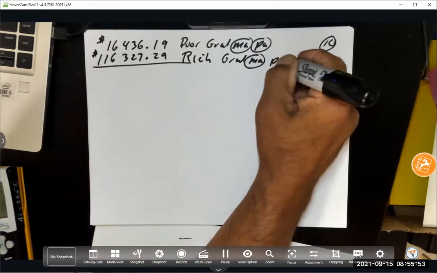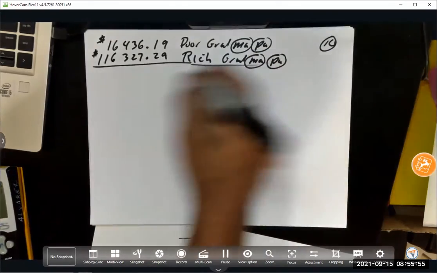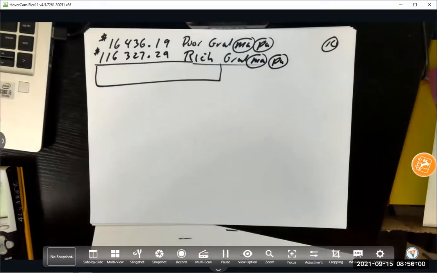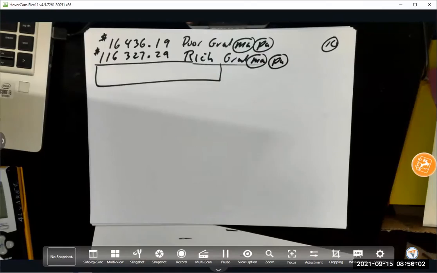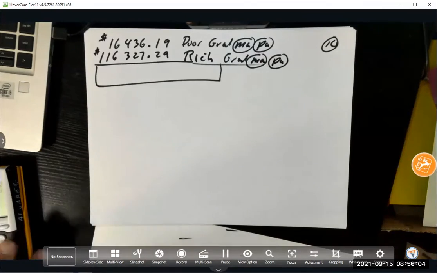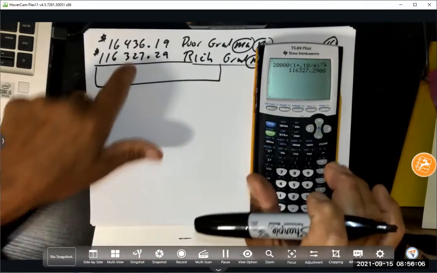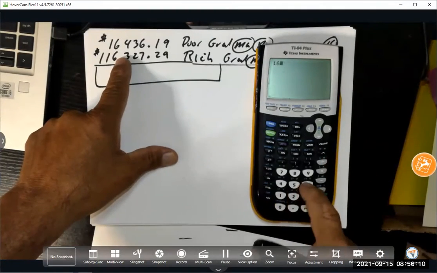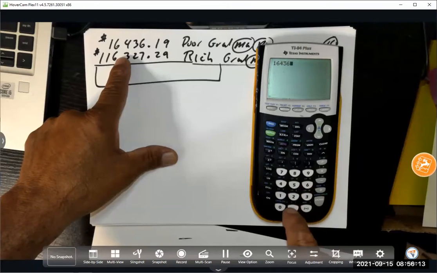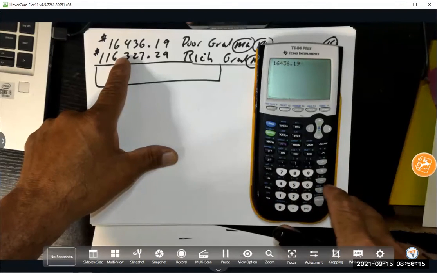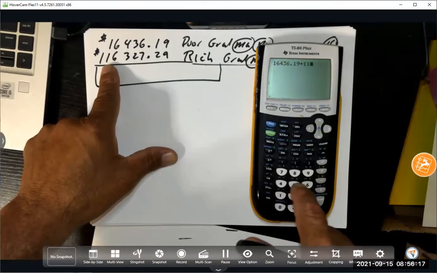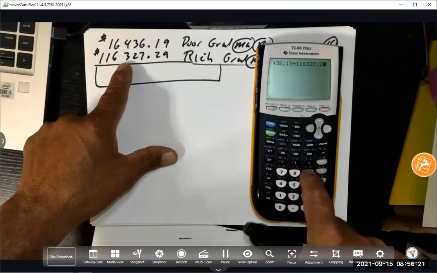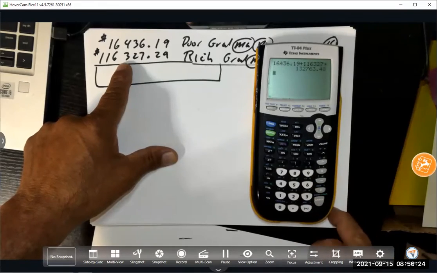So there they are. Rich grandma, green. So now, how much money do you have? Add those numbers together. How much money do you have total in your bank after the transfers? Add those two numbers together. Okay, this number, this number. And I'll do it on mine also. 16,136.19 plus 116,327.29. Okay, what'd you get?